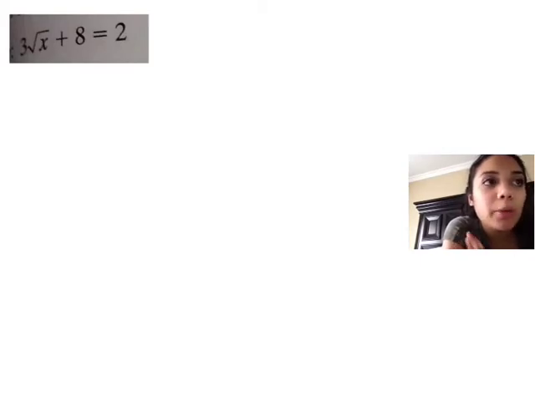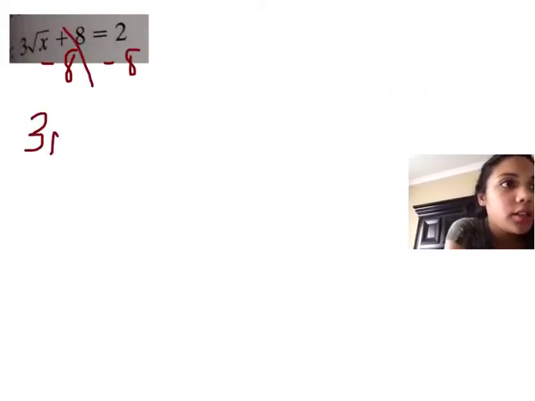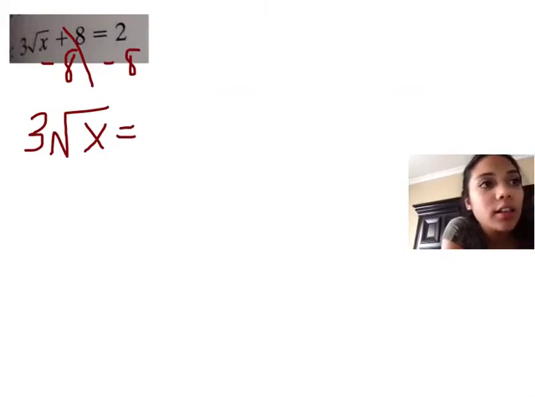Alright, here's another example. So 3 times the square root of x plus 8 equals 2. You want to get rid of the number that's most by itself, that is on the same side of your variable. So 8 is most by itself because the 3 is still connected to the radical. So how do I get rid of adding 8? Well, I subtract 8. So I subtract 8 from both sides, and I have 3 times the square root of x equals 2 minus 8, which is negative 6.